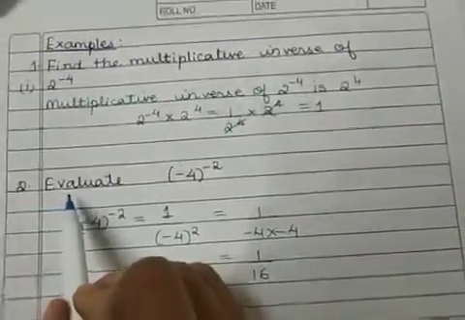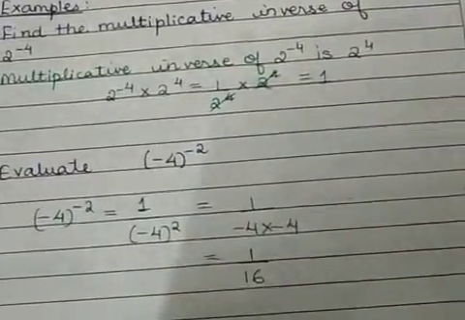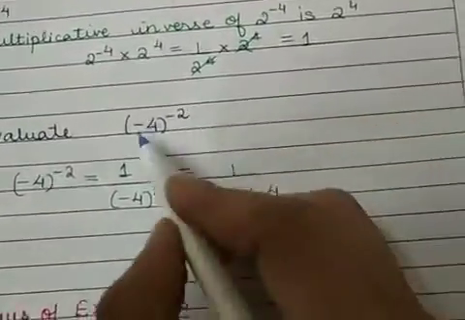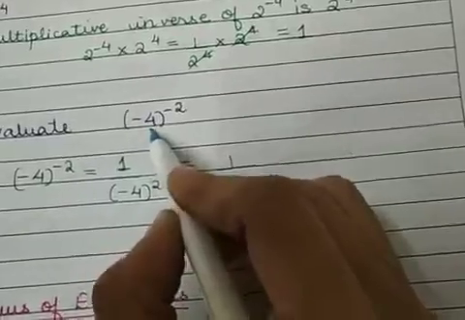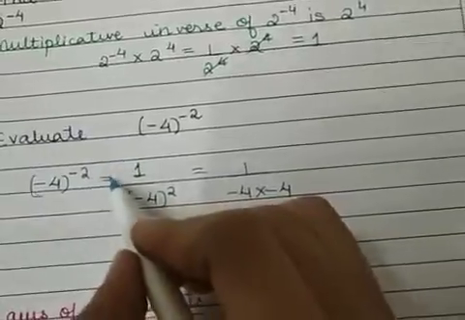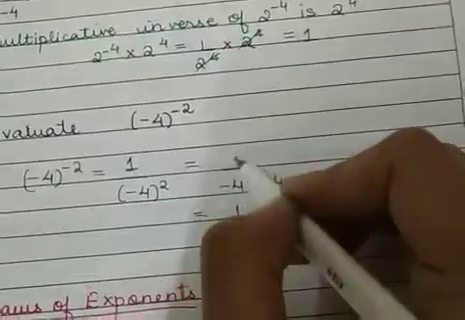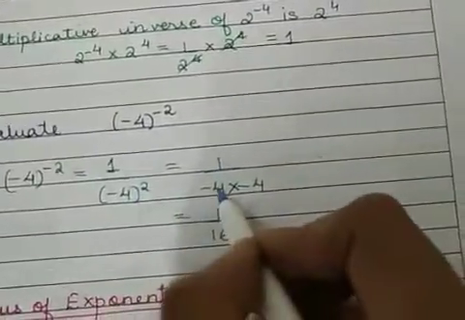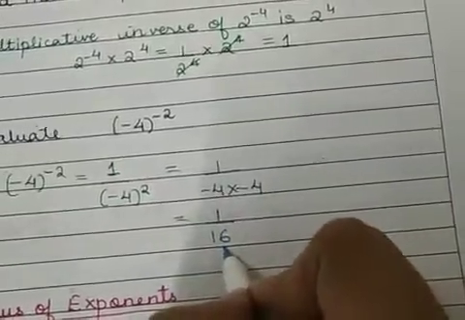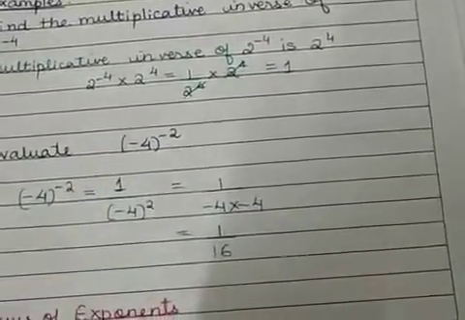Second example, evaluate minus 4 raised to minus 2. Now you just learned that a raised to minus m is 1 upon a raised to m. So in place of a you have here minus 4. So minus 4 raised to minus 2 will be equal to 1 upon minus 4 raised to 2. This is equal to minus 4 square is minus 4 multiplied by minus 4, and this is equal to 1 upon 16. So this is how we can solve some examples.